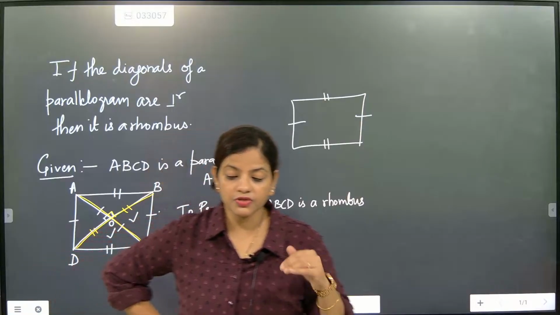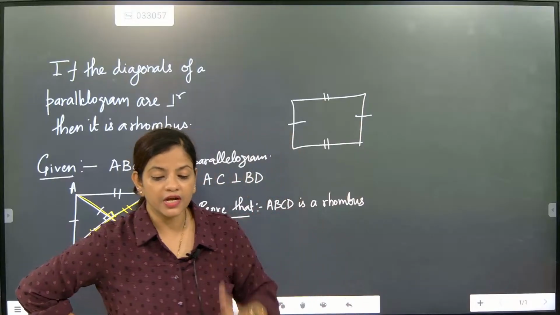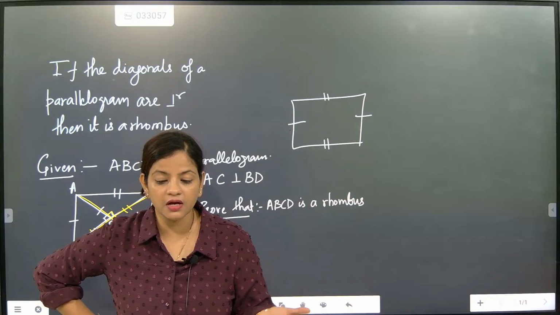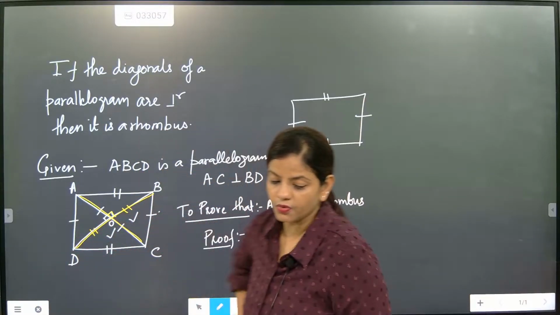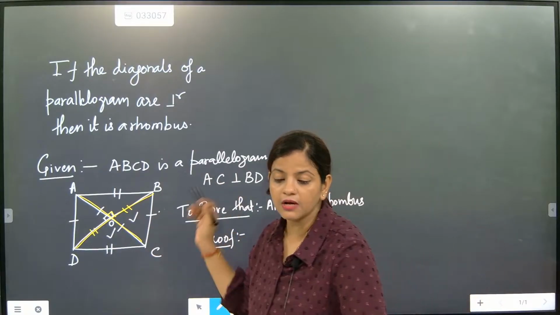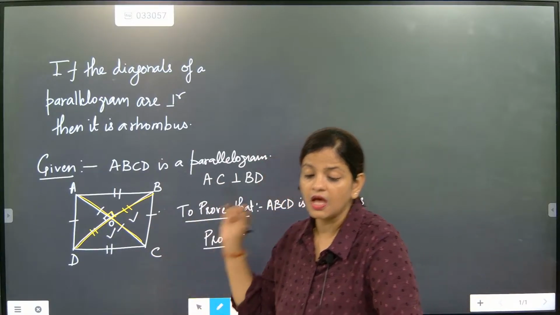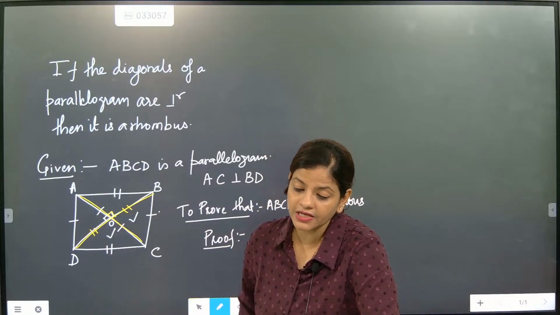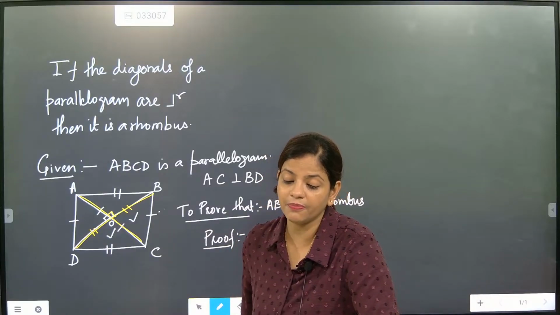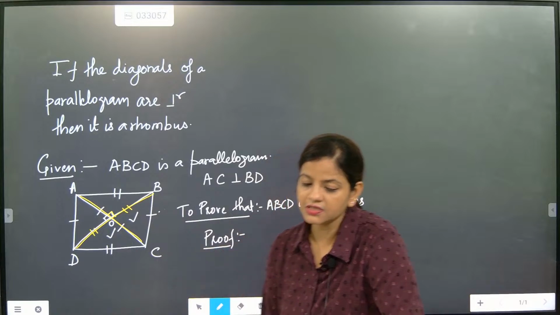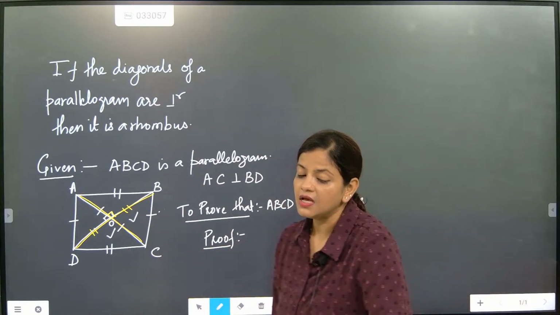So we can make a parallelogram a rhombus. Now here, beta, this is our strategy. We are going to make a parallelogram into a rhombus, but here one condition they have given, that the diagonals are bisecting each other and the diagonals are perpendicular. So this situation of a parallelogram is given to you.